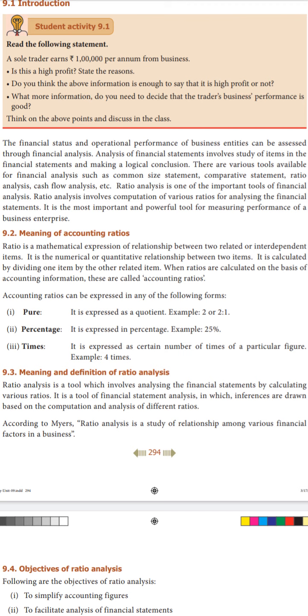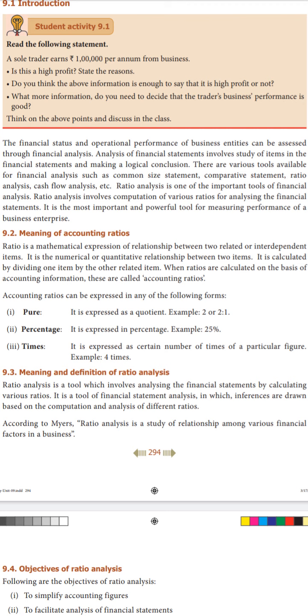And in times, for example, you would have got 25 marks when you wrote your quarterly exam, and in your half yearly you get 75 marks. If I ask how many times it has increased, you will have to calculate it in the form of times, which is 75 divided by 25, so 3 times your marks have increased. That is the expression in the form of times.